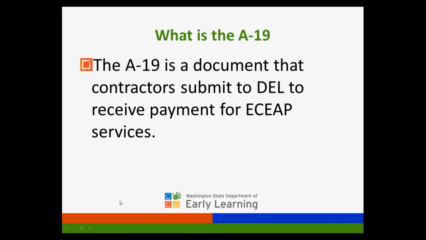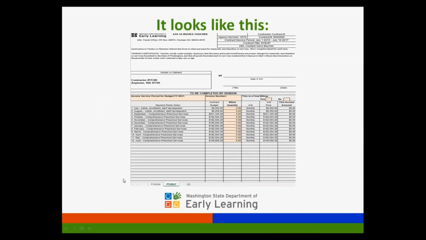So the first question is, what is the A19? The A19 is a document that contractors submit to Dell to receive payment for ECAP service. And it looks like this. Something that you will notice this year that's a little different than years past is that you're going to have two tabs on your A19. You're going to have one that says FY16 and one that says FY17. You just want to make sure that you're using the A19 that says FY17.